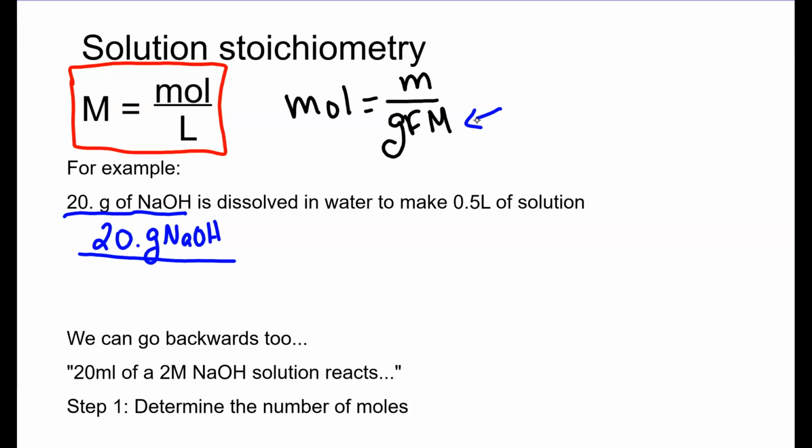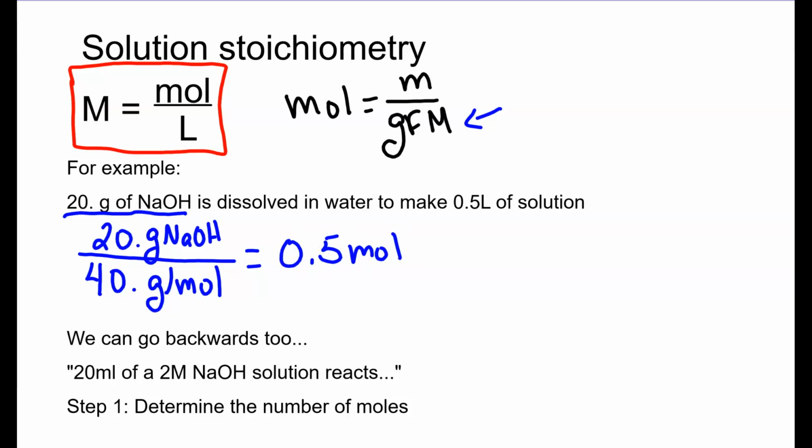All right, so we're back. And you should have determined that the gram formula mass of sodium hydroxide is 40 grams per mole. Remember that formula mass, gram formula mass, or molar mass are all the same thing, and they're always going to have the units of grams per mole. That tells me that I have 0.5 moles.